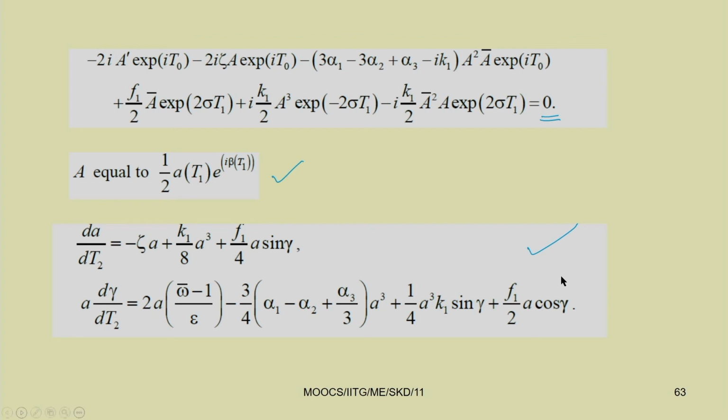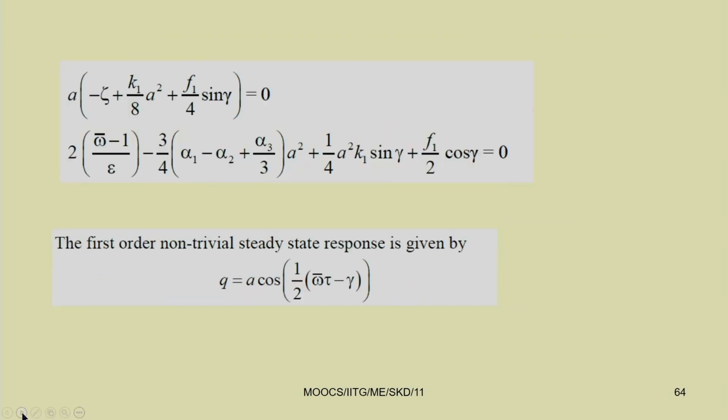After writing these two equations, for steady state we can write dA by dt equal to 0 and d gamma by dt equal to 0 also. So, this is T1, I think. This is T1, not T2. By putting this equal to 0, we can get the expression for the steady state response, the first order non-trivial response. Here you can see from the first equation a into this thing equal to 0. So, either a will be 0 or this part will be 0.